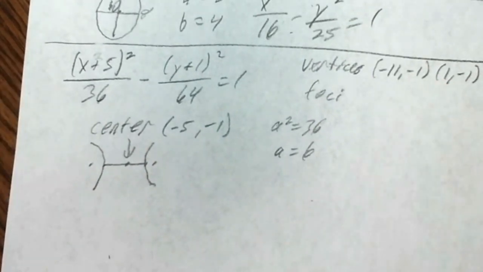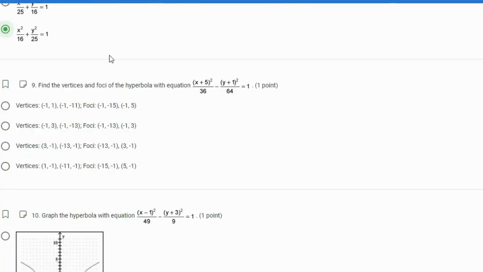Okay, let's see if that eliminates anything over here. Vertices: negative 11, negative 1 and 1, negative 1. Do I have those backwards? Oh, there's the one I have right there. We may not even have to find the foci, but we'll do it just to make sure we're right, because this is the only one that matches what we've done so far. So either we've done something wrong or we already know the answer.